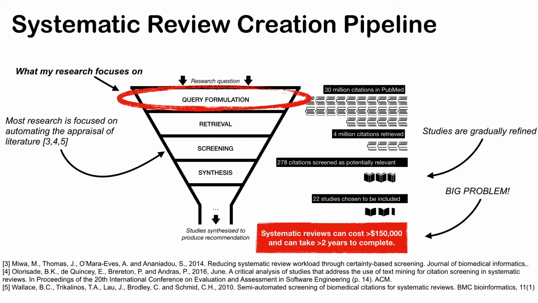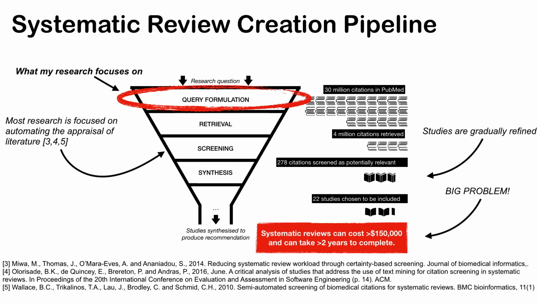This is a high-level overview of the systematic review creation pipeline. There are many steps in this pipeline, but here it's been simplified as a funnel where a research question comes in the top, and then through a series of stages, a systematic review is produced. The reason the diagram is shaped as a funnel is because we're progressively reducing the total number of studies required to be able to produce a systematic review.